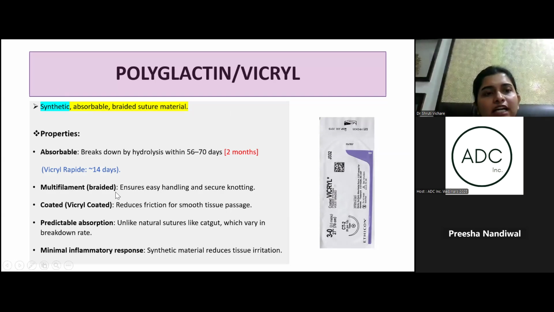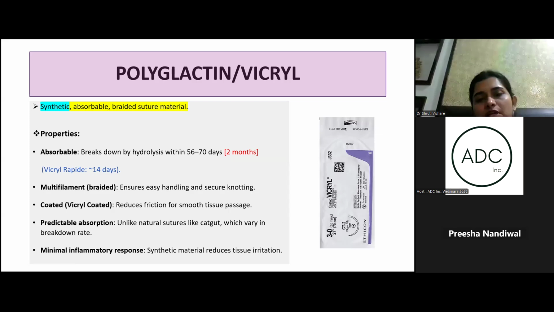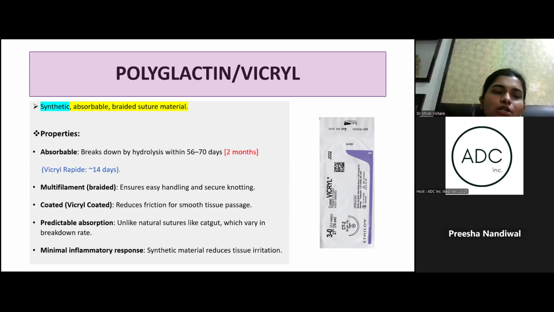Now there's one variety available in the market these days, which is called Vicryl Rapid, which takes around 2 weeks for complete degradation. So it degrades a little faster than its older counterpart. Then it is a multifilament suture and most commonly it is a braided one, correct? And because it has a rough surface and can cause little trauma because of that, we have these coated versions available, Vicryl coated as it is called. Okay, a smooth passage which reduces the tissue trauma.